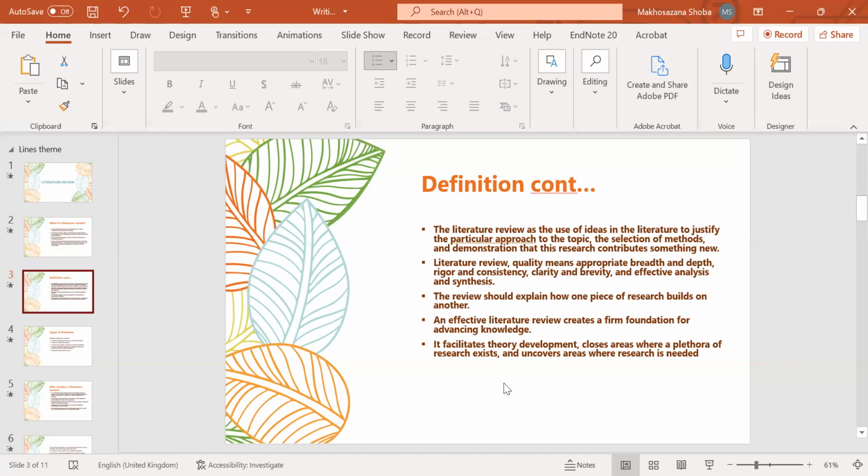So the purpose of literature review is therefore to develop theory, to close gaps or areas where a plethora or a number of research has been conducted, in order to uncover areas where research is needed. Transformation in education or in higher education has been conducted, but what is it that you want your research to uncover as a new phenomenon in the field, right?